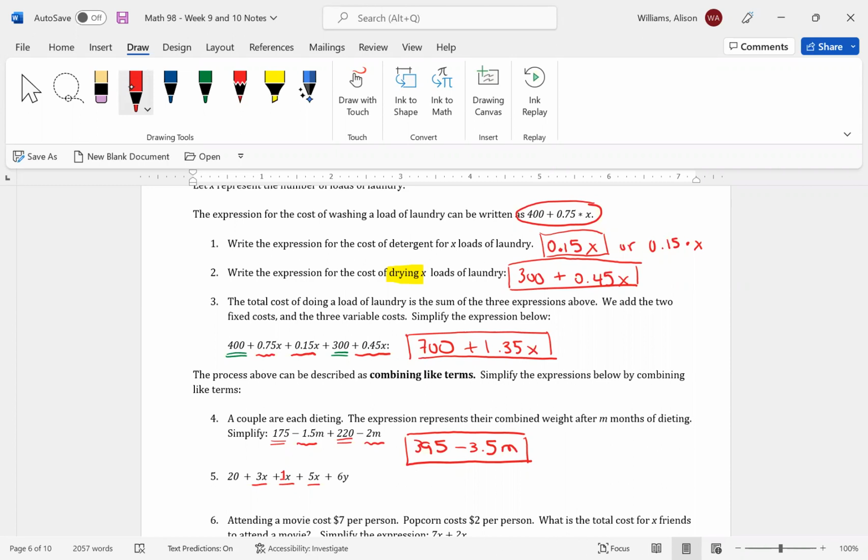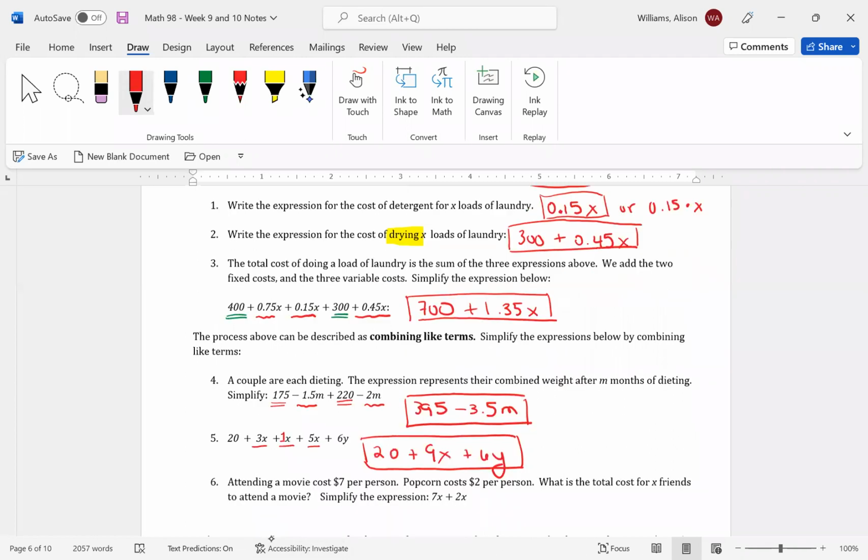So here we go. If I do 3x plus 1x plus 5x, that's 3x plus 1x is 4, plus 5 is 9. So I have 9x, and then I still have the 20 that I couldn't combine, and the 6y, which I just left at the front and the back. It doesn't really matter the order, but I just kind of tried to keep it in the same order and just ended up combining the middle 3 into 9x.